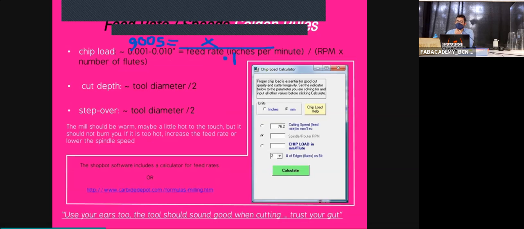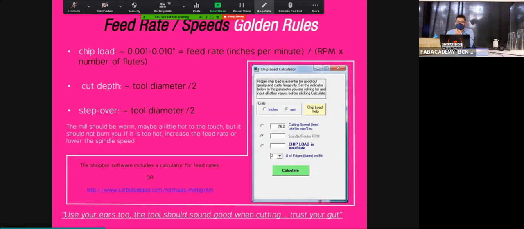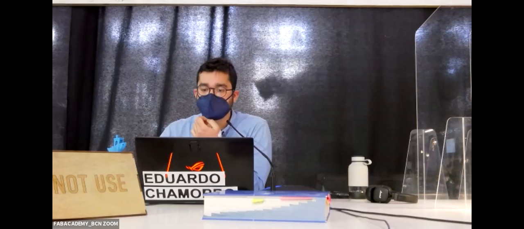I will draw it on the side, I think it's easier. Or just annotate. So we have the equation that is: chip load is the speed divided by the number of flutes by the RPM.